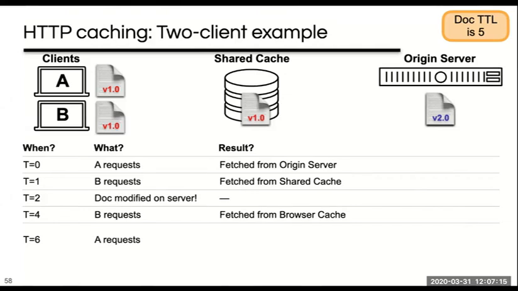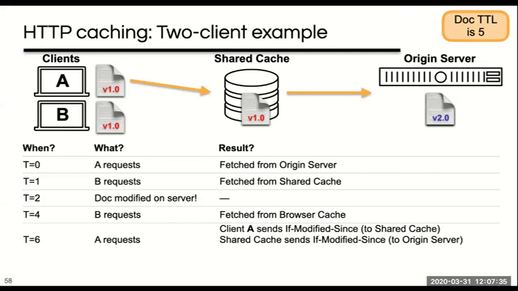So at T6, A requests it again. And so now it's going to send this request with the if modified since header, and it's going to send that to the cache. And it's doing that because the document TTL was 5, and so it's now out of date. And the shared cache is going to do the same thing. It's going to send to the origin server, which is going to send it back, and it's going to get cached at the shared cache and at the client. And so version 2 gets fetched from the origin server.